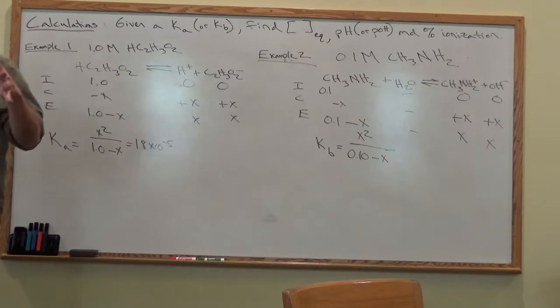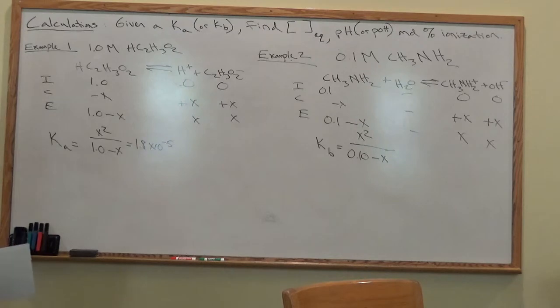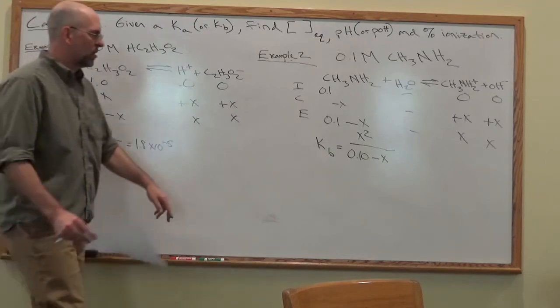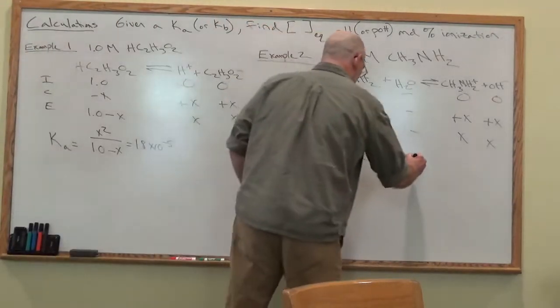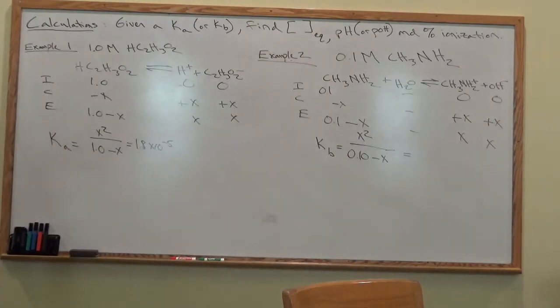I'm kind of going back and forth here a little bit. Okay, now we can go back and look at equilibrium problems. We want to solve for x here, and we want to solve for x here. I'm going to give you the Kb. Did I? No. Sorry, that's what I get for doing two problems at once.